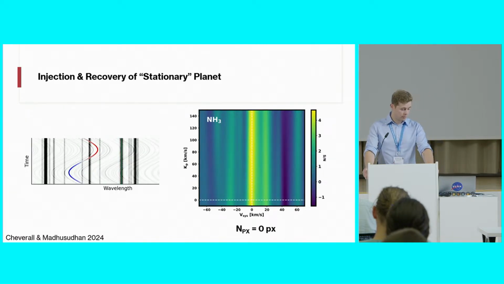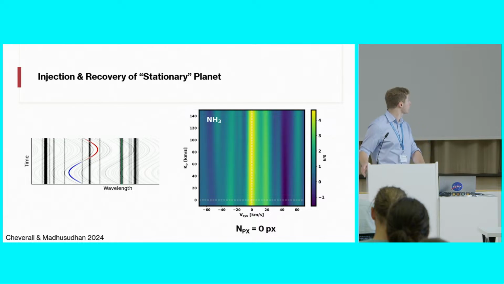Well, apparently we can go all the way to 0. So in this test here, I've injected at 0 KP, 0 V bary, 0 Vsys. So the spectral lines of this planet now have 0 relative wavelength shift compared to the tellurics, as shown in this plot here on the left, where the planet signal is marked in green, if you can see that.